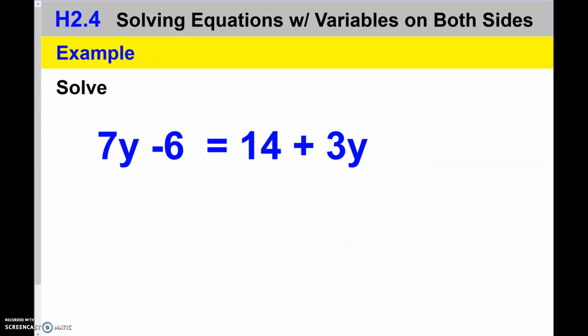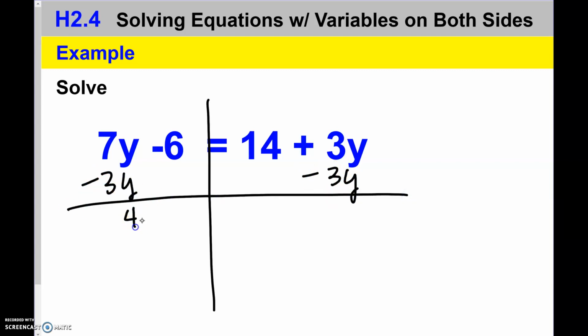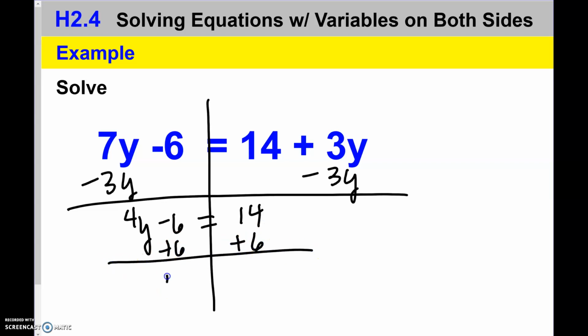All right, let's try another one. I'm going to get my letters together. So I'm going to subtract 3y, subtract 3y. So I get 4y minus 6 equals 14. Add 6, add 6. So 4y equals 20. And that says 4 times y. The opposite of times is divide. So I'm going to divide, and I get y equals 5. Okay, this one worked out. It went all the way through, and we could solve it, and we get y equals 5. This is not a special situation, but we did find the answer. Y is 5.